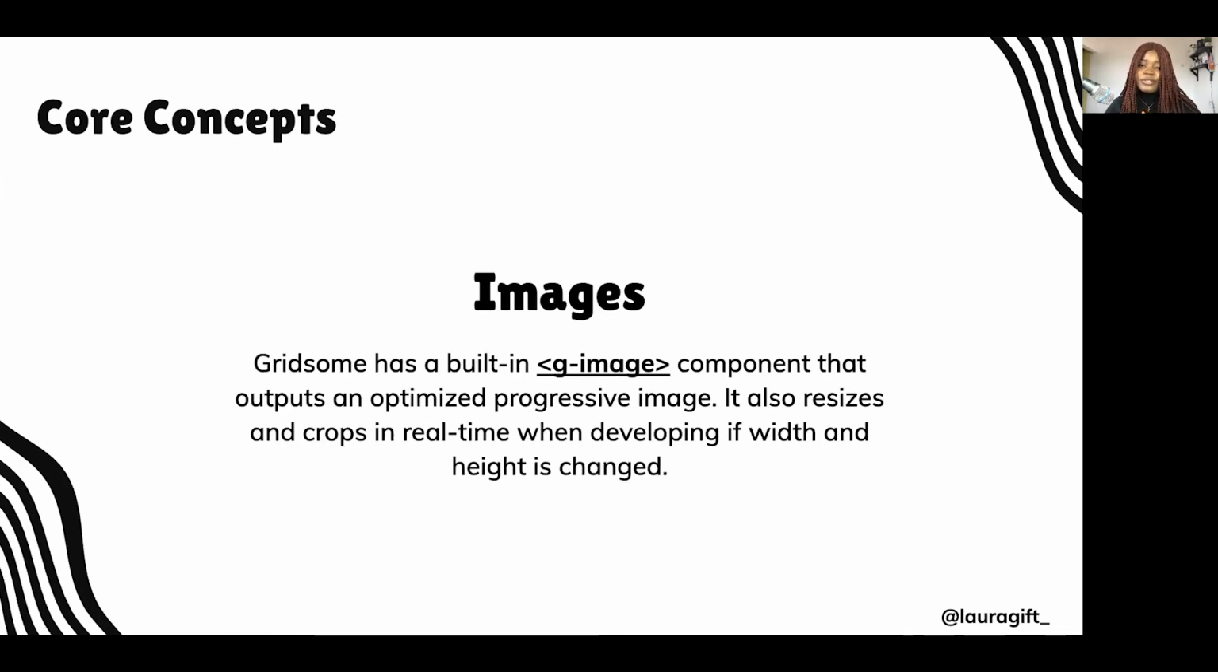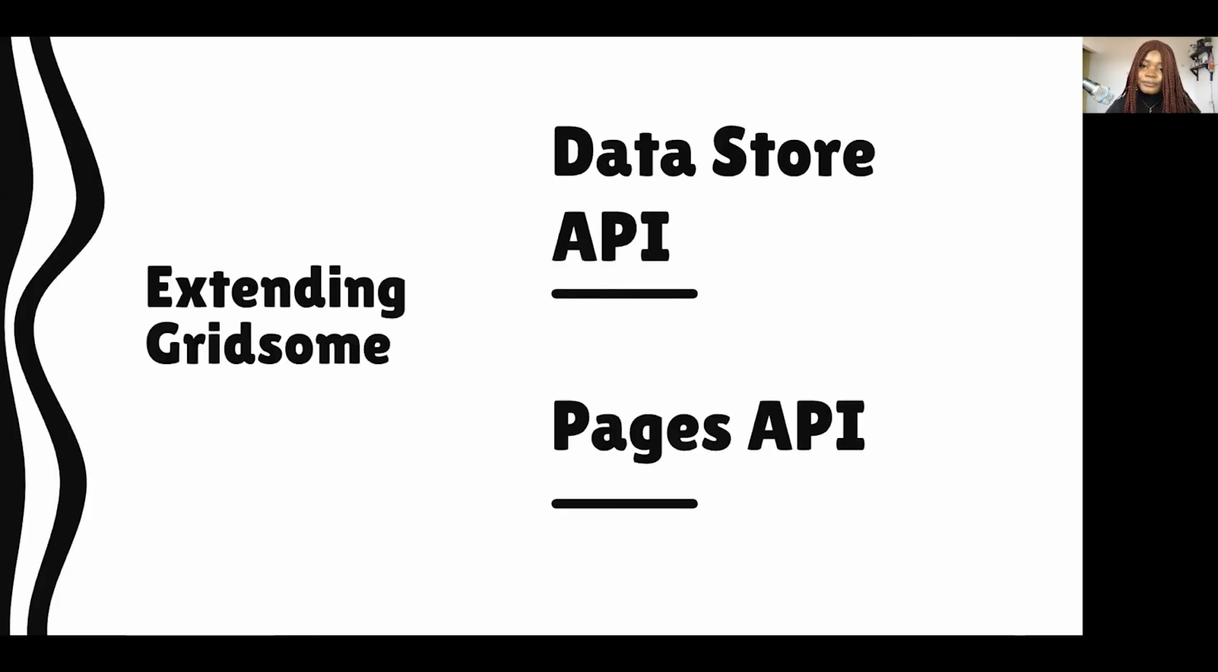G-image is a Gridsome component that helps you output optimized progressive images. So if you're working with Gridsome, I would advise you use G-image instead of the normal image HTML tag, because G-image ships with some very interesting optimized image features that you can resize and crop in real time when you're developing with Gridsome.